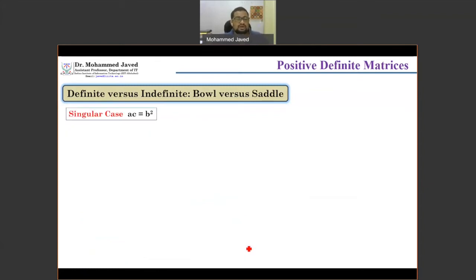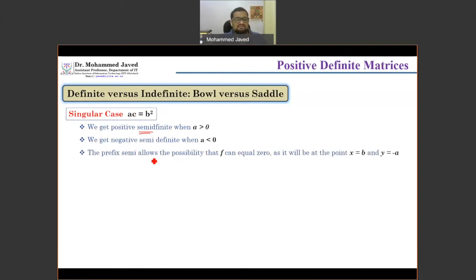So now what will happen when AC is equal to B square in the quadratic equation? Such a case is called the singular case. And we get positive semi-definite. Okay, please remember the word. This is semi-definite when A is greater than 0. We get negative semi-definite when A is less than 0.